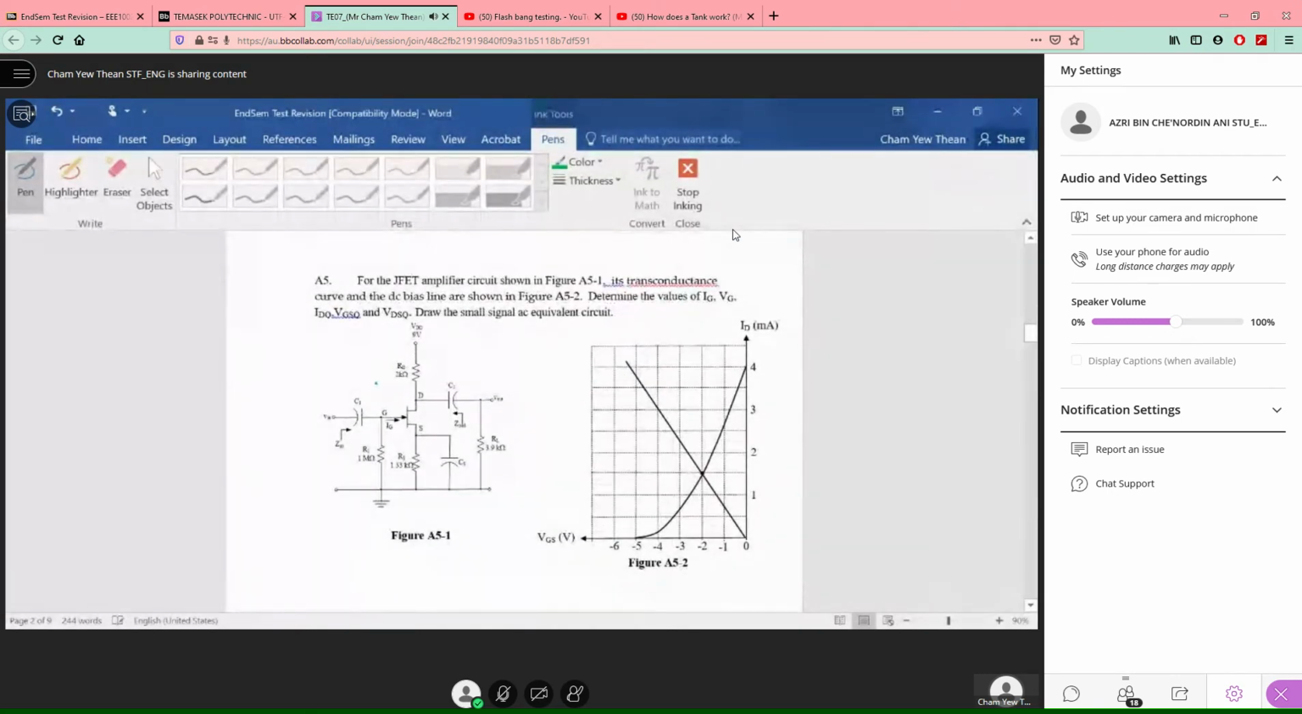Okay, this is a JFET question. The second question is about JFET, and the good thing about this question is that you don't have to plot the graph. You don't have to plot the transconductance curve already. It's already plotted for you. So you only need to determine the intersection point. In this case, your VGSQ is -2, right?